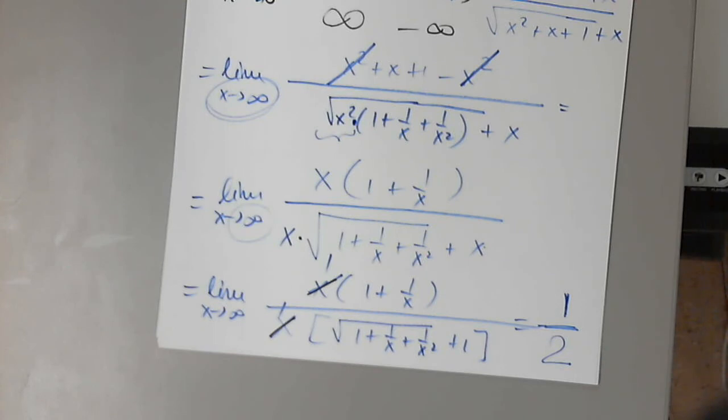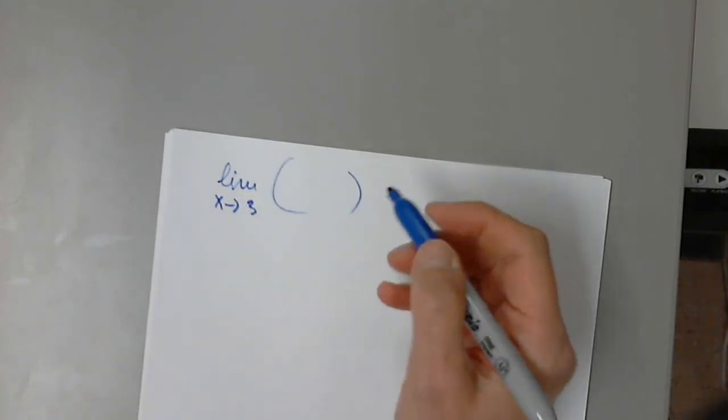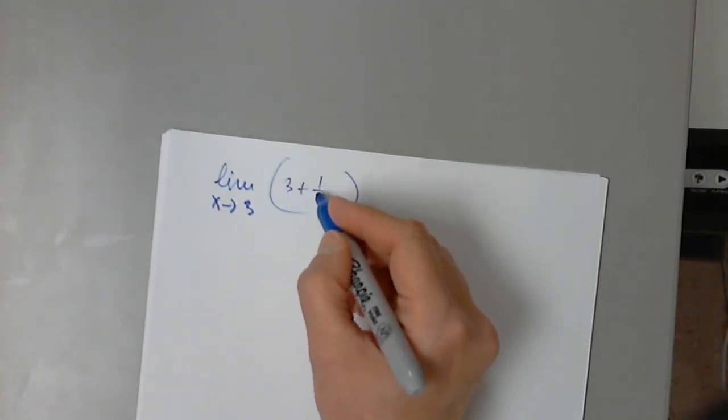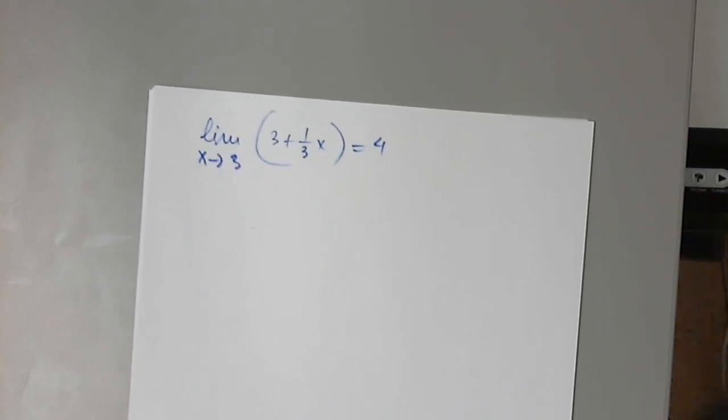Yes, please, Eddie, go ahead. Would you mind doing a precise definition? No, of course not. Give me the function, any function you want. It's the limit as x approaches 3 of 3 plus 1/3 x, which equals 4. Good, indeed.